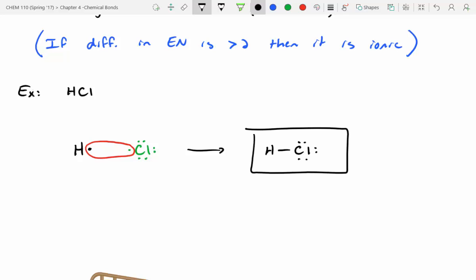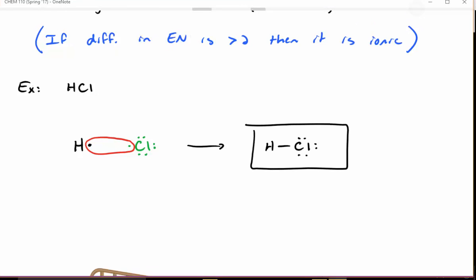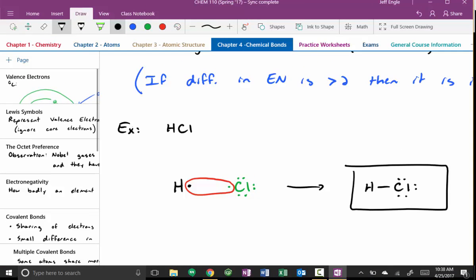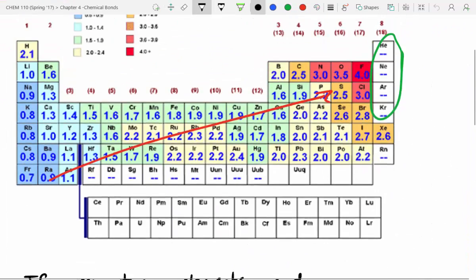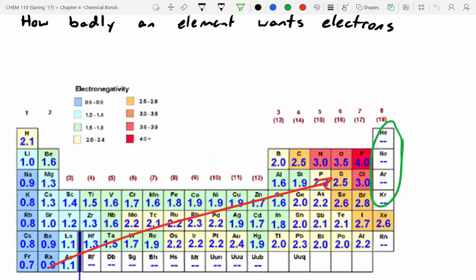Now we need to go back to that electronegativity table. So I'm going to go back up here. So we've got hydrogen. Its electronegativity is 2.1. Chlorine's 3.0. So which one wants electrons more? Chlorine or hydrogen? Chlorine. It's closer to that top right-hand corner. The difference in this case is 0.9, right? So let's go back and put that down.